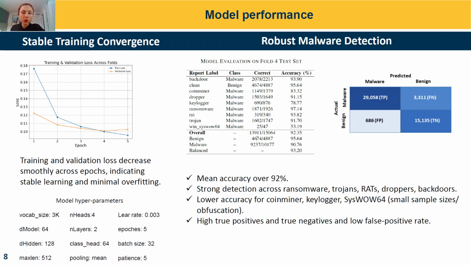The model shows smooth convergence during training, as both training and validation loss decrease without signs of overfitting. We achieve overall accuracy above 92%, with strong performance across ransomware, trojans, rats, droppers, and backdoors. Some lower accuracy for coin miners, keyloggers, and system Windows 64 processes is due to smaller samples and heavier obfuscation. The false positive rate is low, and the model maintains high true positives and true negatives.